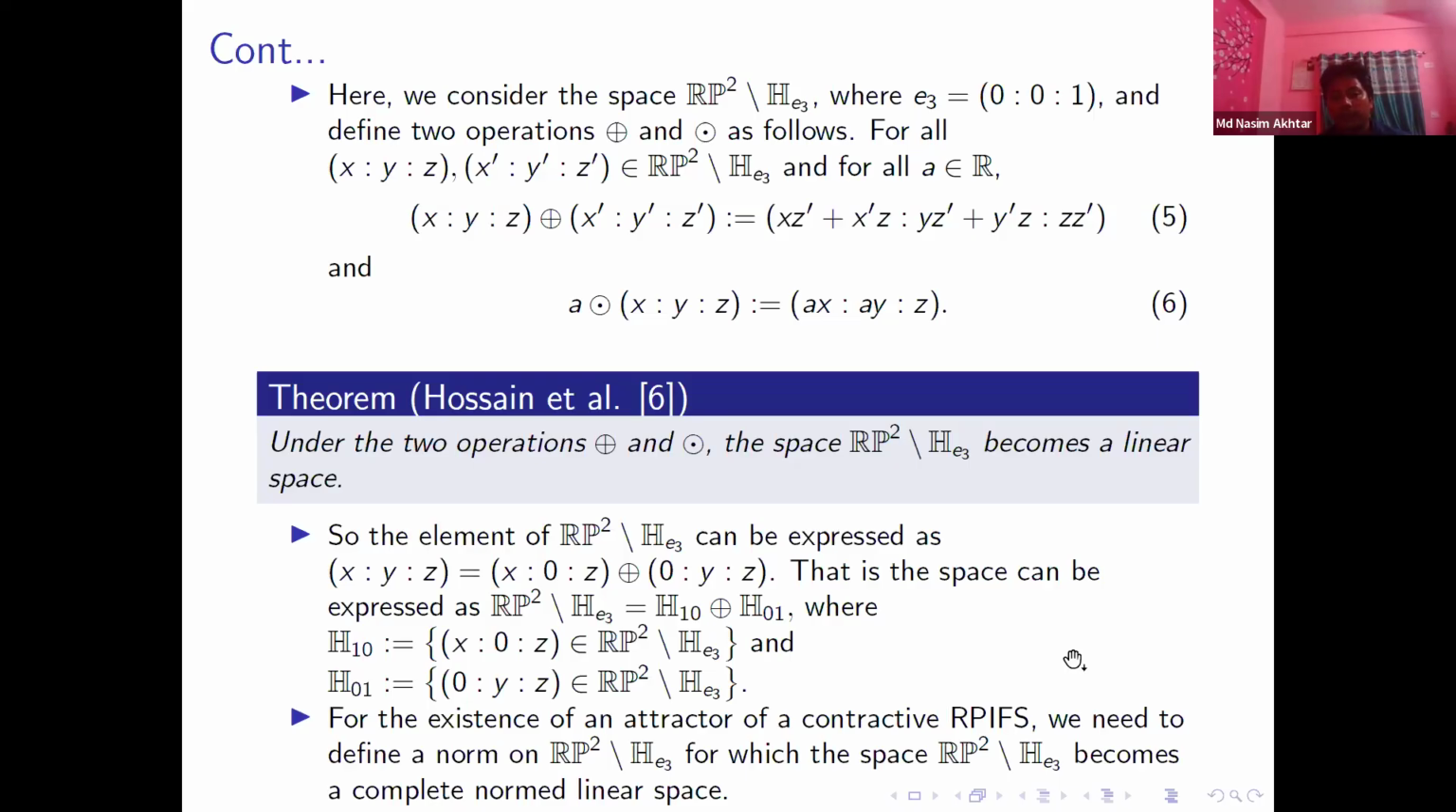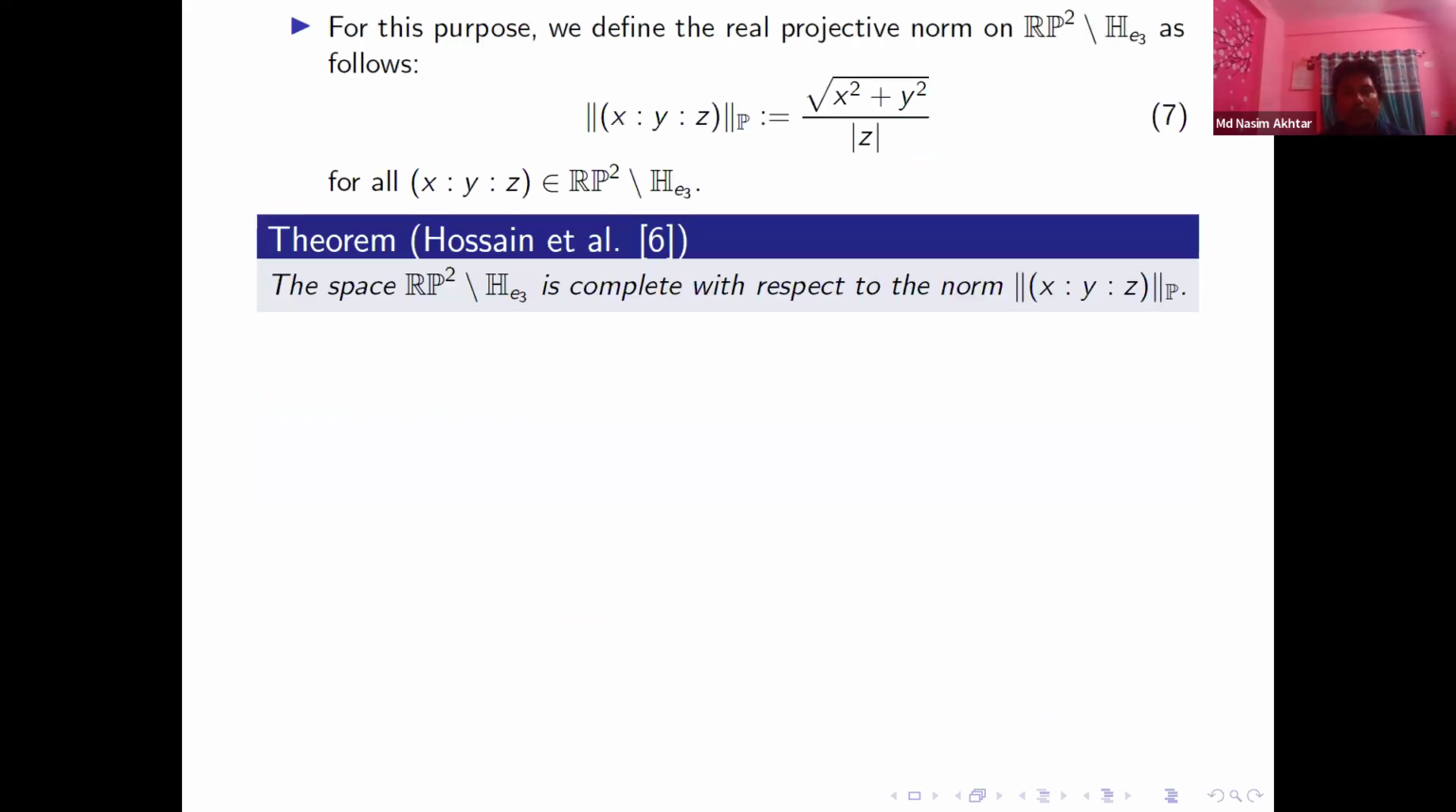For the existence of an attractor of a contractive RIFS, we need to define a norm on RP2 minus HE3 for which the space becomes a complete normed linear space. So we are defining this norm, which we are calling the projective norm, that is, the norm of (x, y, z) is defined as the square root of x squared plus y squared, divided by mod z. In the Euclidean plane, for z equals 1, that is nothing but the Euclidean norm. So this is the second result, that the space RP2 minus HE3 is complete with respect to this projective norm.